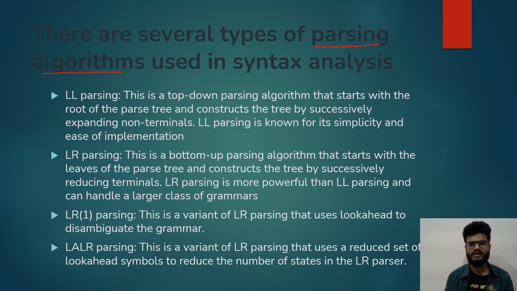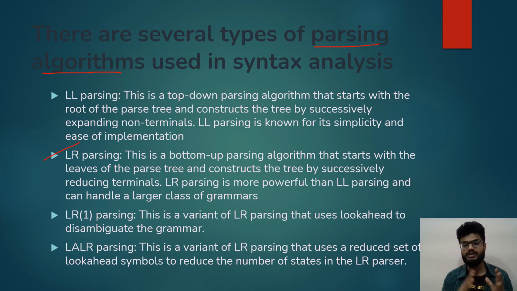And it is very simple in implementation. And the second is LR parsing. It is also known as bottom-up parsing algorithm. Starts with the leaf node of the parsing and constructs the tree successively by reducing the terminals. The LR parsing is more powerful than LL parsing and can handle a large class of grammars.